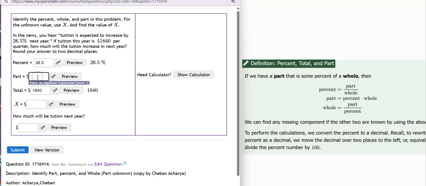So you put the part as x here because that's the unknown, okay? Because we don't know how much increases. That's what you're going to find. So you solve for x in this question and let's find the x. So remember that x is the part.